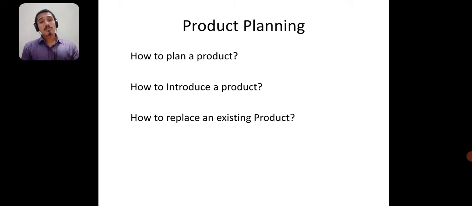How to introduce a product in the market, or how to replace an existing product. Say for example, if we are already in a market and we are doing very well, we want to enhance, what actions will we take? Or say for example, due to any reasons we couldn't reach our mark, or there is no sale, we want to replace the product with another product or a similar product. So what are the strategies we are going to use? That is nothing but product planning, right?